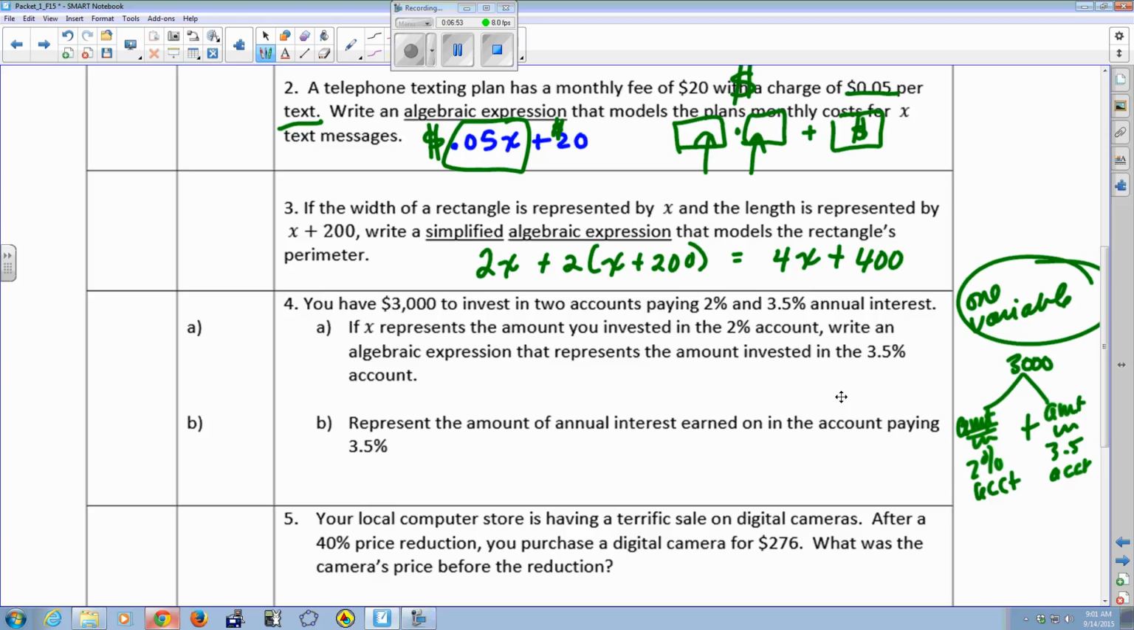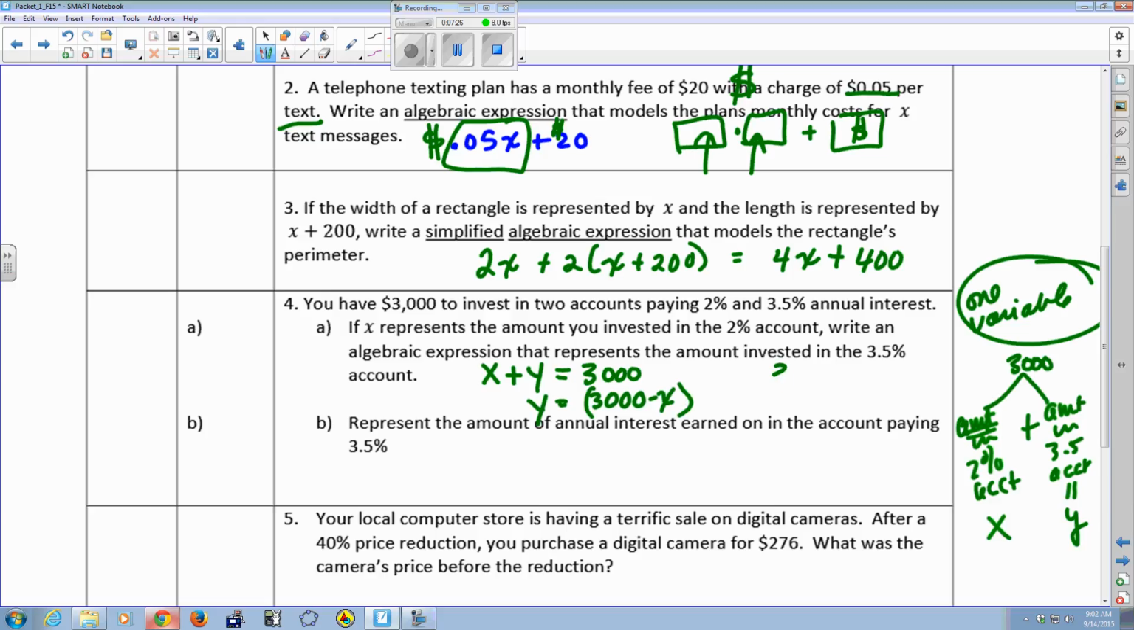So you let one of them be whatever variable you want. In this case, I've already defined it. X is the amount in this 2% account. And then some of you did this, which is kind of a clever way of doing it. X plus Y, you said you're going to let this equal Y, the amount in the 3%, and you know that the total is 3,000. But you know you can only represent this amount with this variable X. So when you solve that equation for Y, which is that other amount, you get 3,000 minus X.